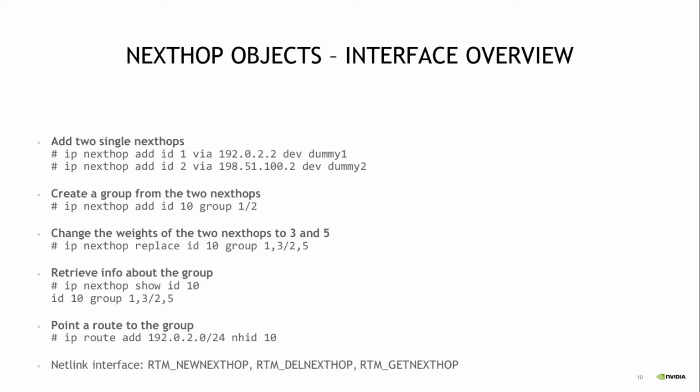With regards to the netlink interface, it is following the usual pattern of new, del, and get, where new is used in order to create or replace objects, del is used in order to delete objects, and get is used in order to retrieve information about existing objects. With this, I will let Petr discuss the implementation of resilient NEXTHOP groups in the kernel.